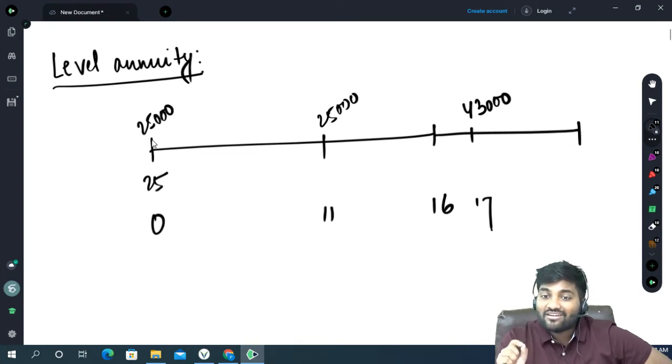The word level means same amount. Full stop.